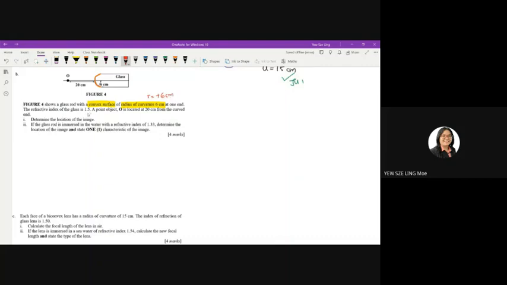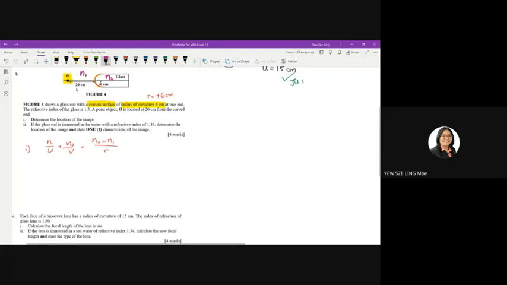The refractive index of the glass is 1.5. An object is located at 20 cm from the curved end. Determine the location of the image. So in this question, when it comes to this type of question, the refraction at the spherical surface, you have just one equation, which is N1 over U plus N2 over V equals N2 minus N1 over R. You have to know which one is N1, which one is N2. So your object is located on the left-hand side. Therefore, in front of the spherical surface, this is your N1, behind this is your N2.